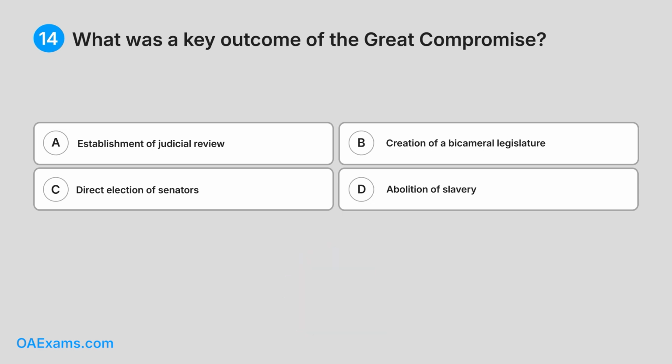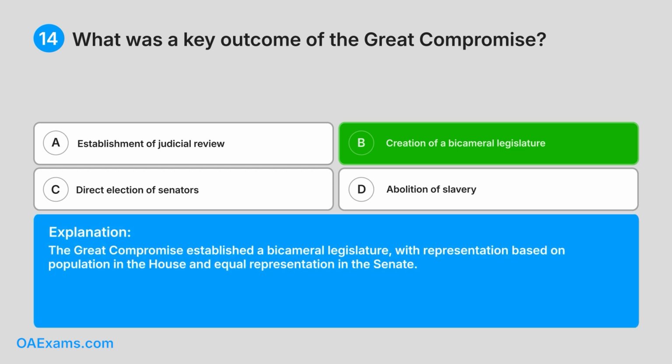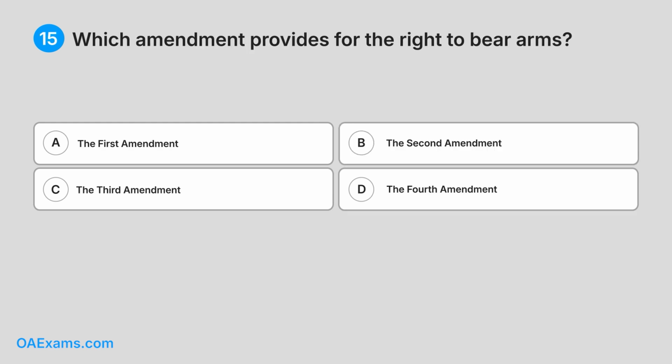Correct answer. B. Creation of a bicameral legislature. Explanation. The Great Compromise established a bicameral legislature, with representation based on population in the House and equal representation in the Senate. 15. Which amendment provides for the right to bear arms?